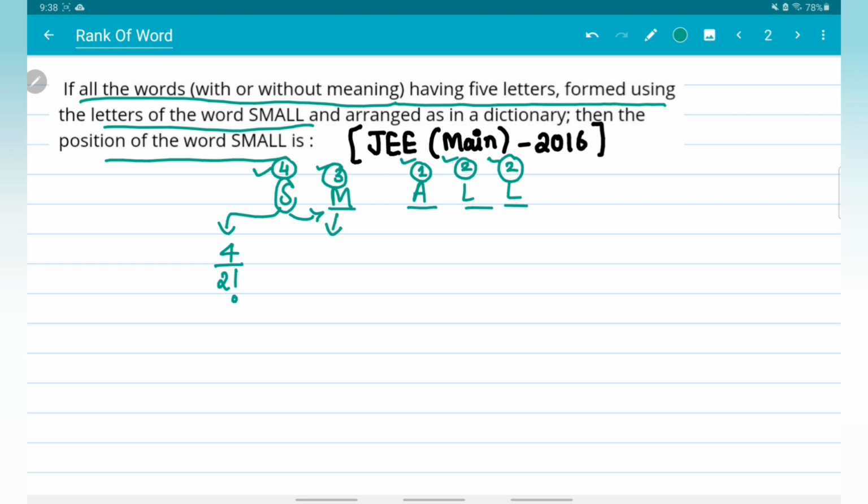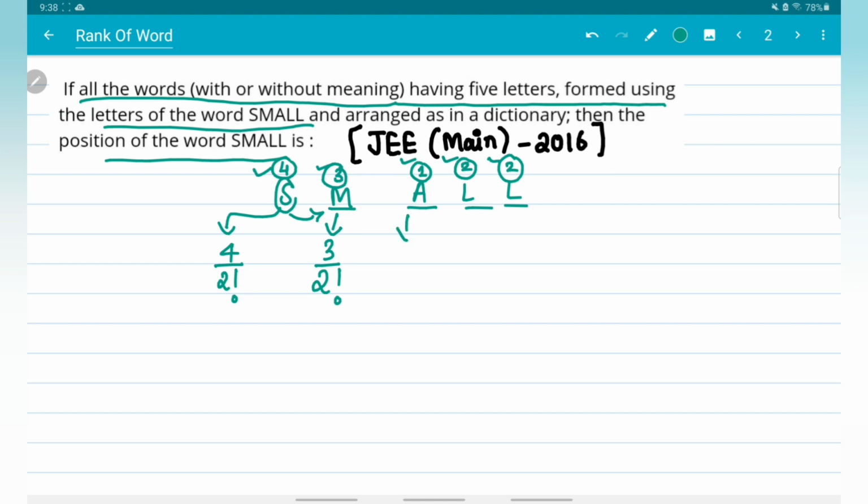Now come to M. Now M has got the number 3. Now check on the right side all the numbers which are less than 3. So we have got here 3 numbers. Okay, 1, 2, 2. These 3 are all less than 3. So we are going to write here 3. Then again check for repetition. Now we have got here 2 L's which are getting repeated. So I'm going to write 2 factorial.